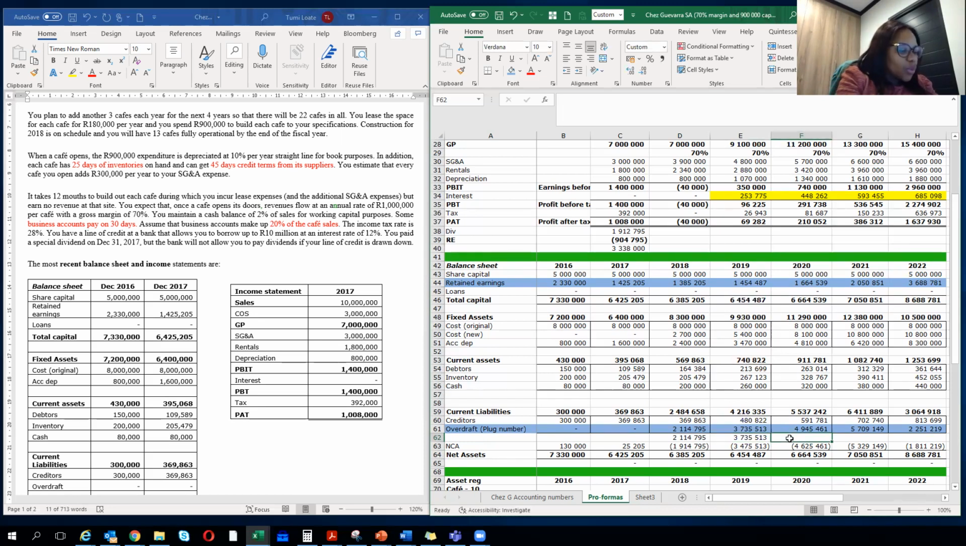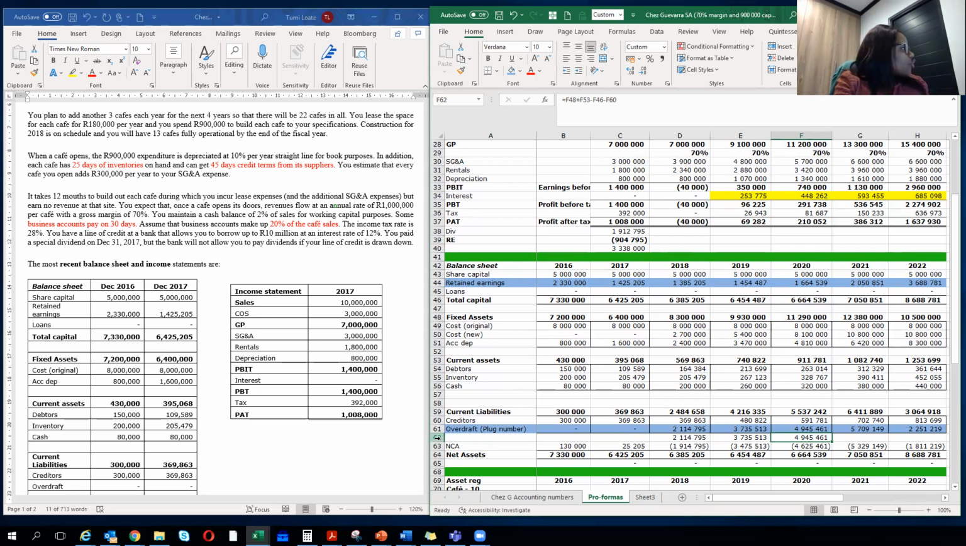I'm going to show you one more time with 2020: your fixed assets plus your current assets, subtract what I had here in retained earnings and share capital and what my suppliers gave me. I needed an additional 495. That is how you calculate your overdraft plug figure.